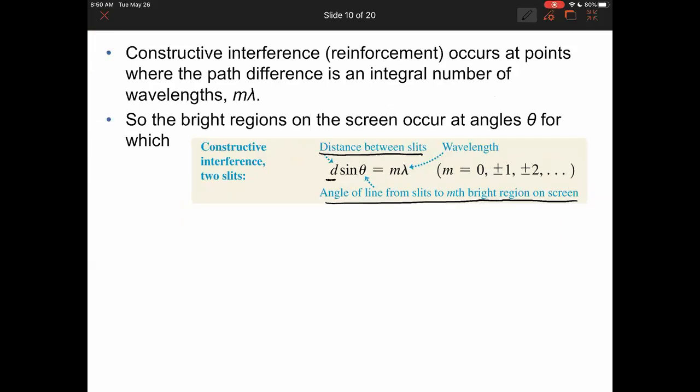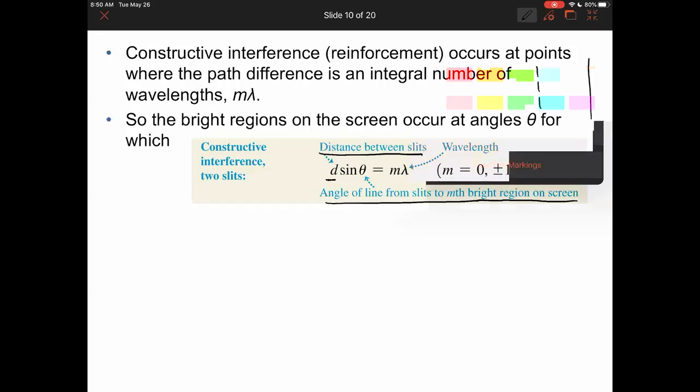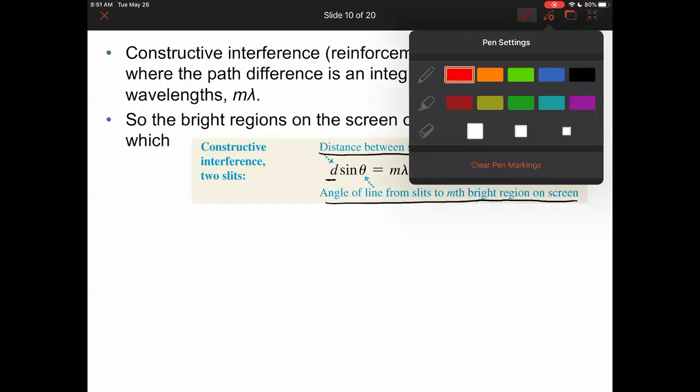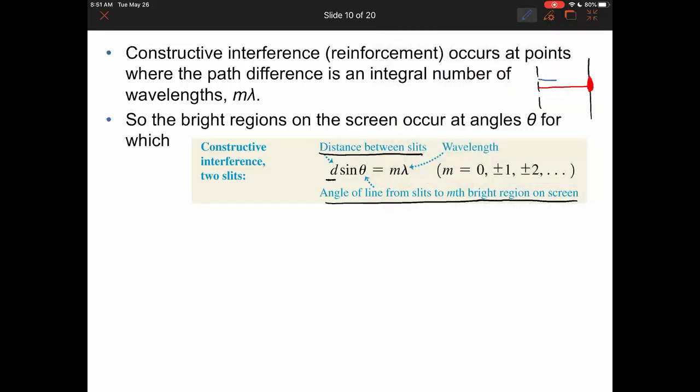Again, how come we have plus and minus for the 1 and 2? Well, if this is the slits and this is a screen, and I draw this line over there, I get one central bright region. We're always going to get one central one, because it represents when R1 and R2 are exactly the same distance.